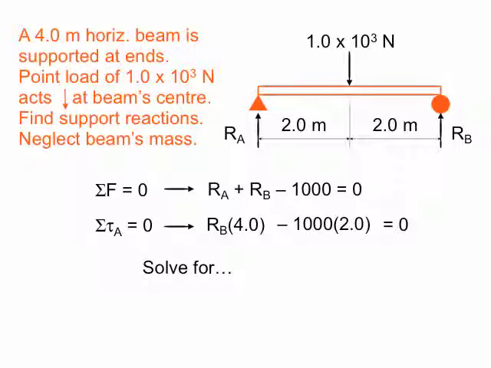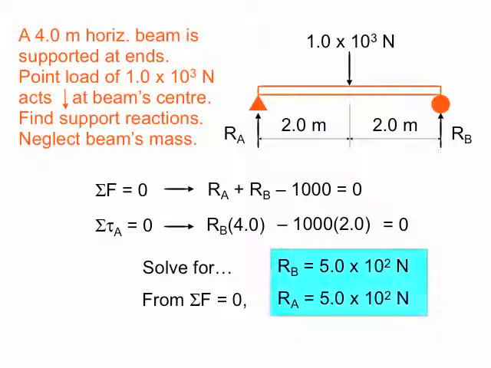Okay? So each one has to. You can solve these any way you want. If you solve for RB, you would get 500 newtons. Remember, sum of forces have to equal 0. Therefore, RA is 500 newtons.